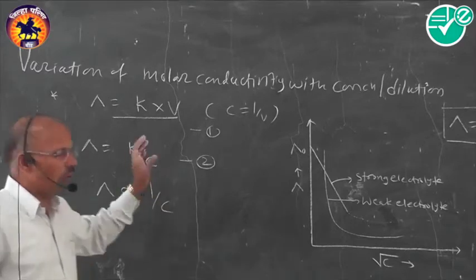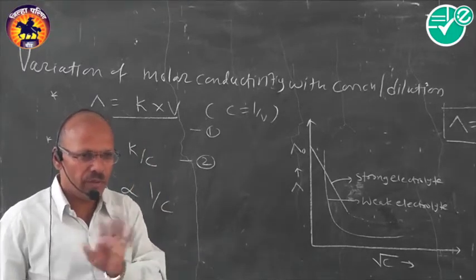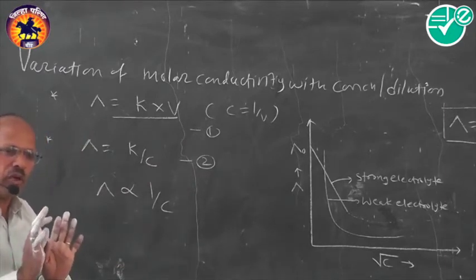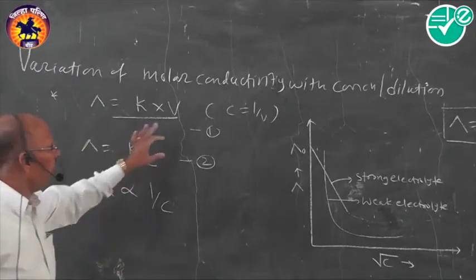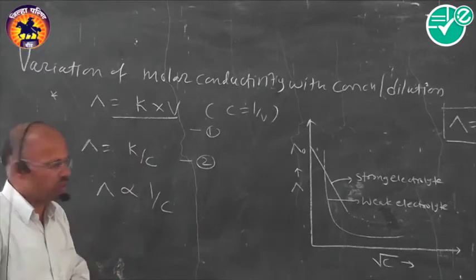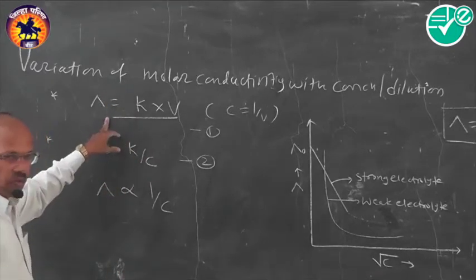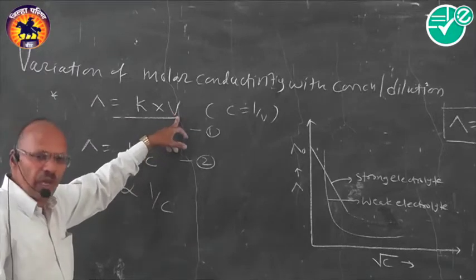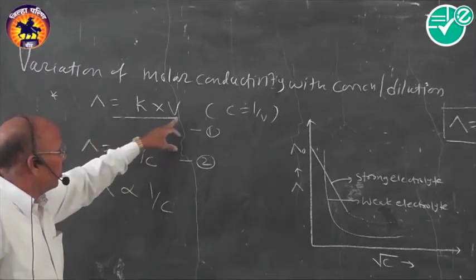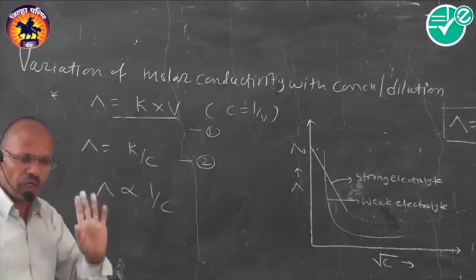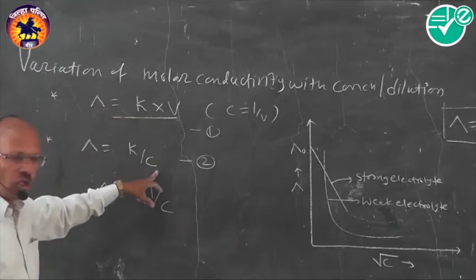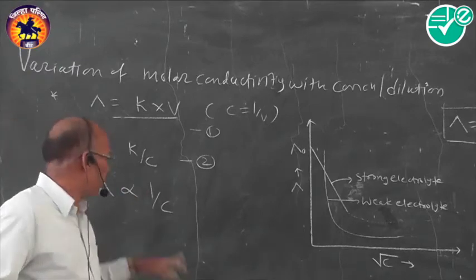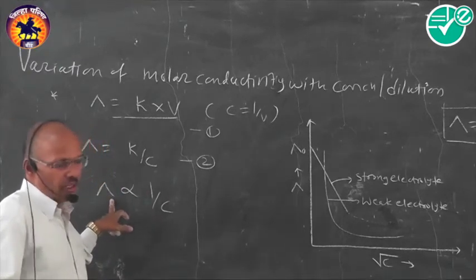Okay. The main key point is how to observe and remember how it varies with the dilution or concentration. It is clear from the equation. Lambda is equal to K into V, where V is nothing but the dilution. Lambda varies directly with the dilution, so as dilution increases, lambda increases. If you think about the other equation, it varies inversely with the concentration. With increasing concentration, molar conductivity always decreases.